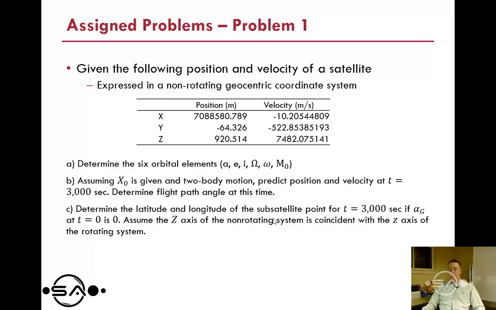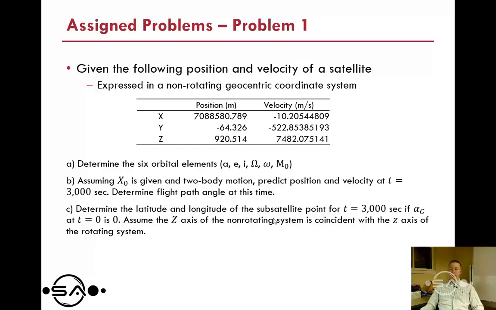Given the following position and velocity of a satellite, you're going to find the orbital elements. You're going to assume that that initial state given is okay, and that using some two-body motion, we can predict the position and velocity at t equals 3,000 seconds. Well, surprise, surprise, if we're using two-body motion, you just determined 6 orbital elements, including your mean anomaly. So, hey, let's use Kepler's equation, advance the mean anomaly, and find out what the position and velocity at that time are. Determine the flight path angle as well at that time, t equal to 3,000 seconds later.